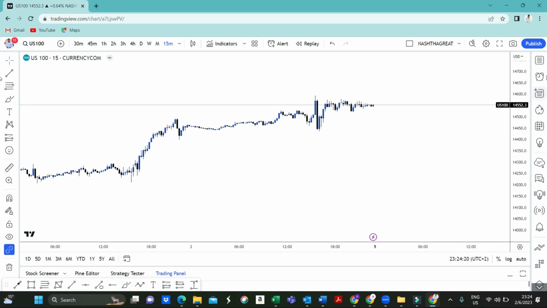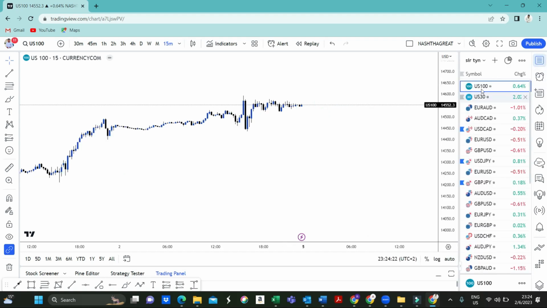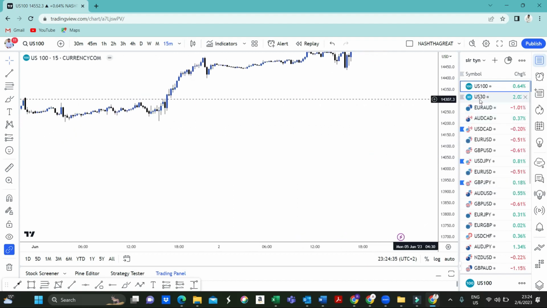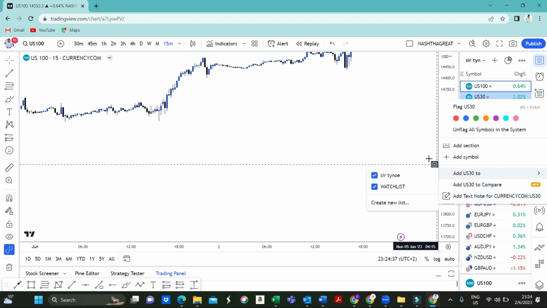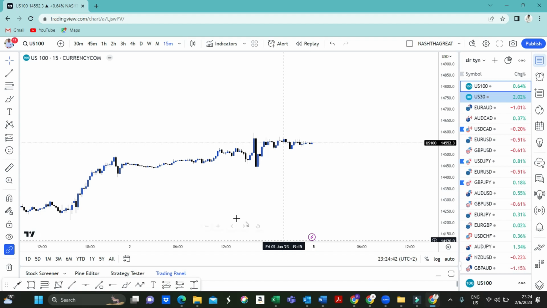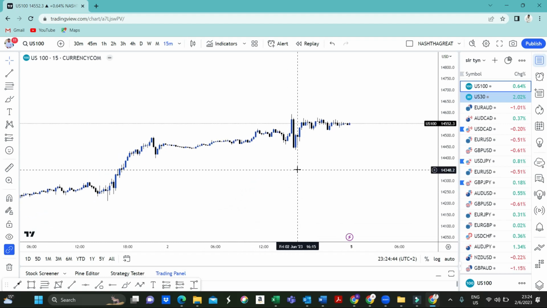So on your watch list, I would like you to add these two instruments, right? US 100, add US 100. It's best that you take it from this broker, currency.com, if you're using TradingView. The same with US30, just take it from the same broker. It will give you the best of the charts. Okay, so let's go straight into the strategy and get to learn.